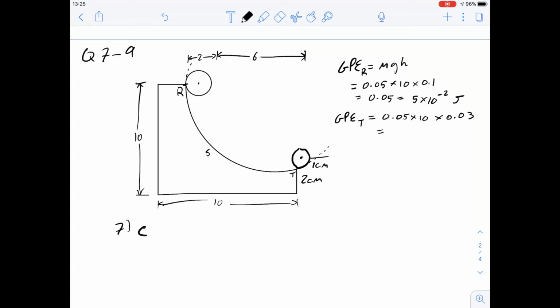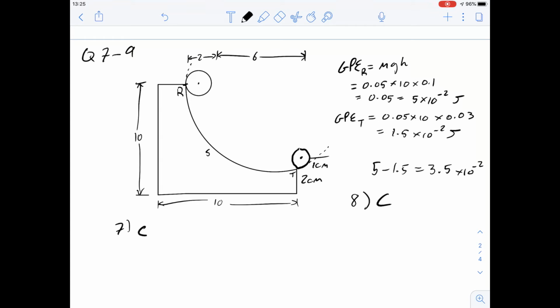That then gives us an answer of 1.5 times 10 to the minus 2 joules. So we're asked what the decrease in gravitational potential energy is, so we can just take them away from each other. So we've got 5 minus 1.5. Because the indices are the same, we can just leave those out. So that is going to be the decrease in the gravitational potential energy, meaning the answer for this one is going to be C.